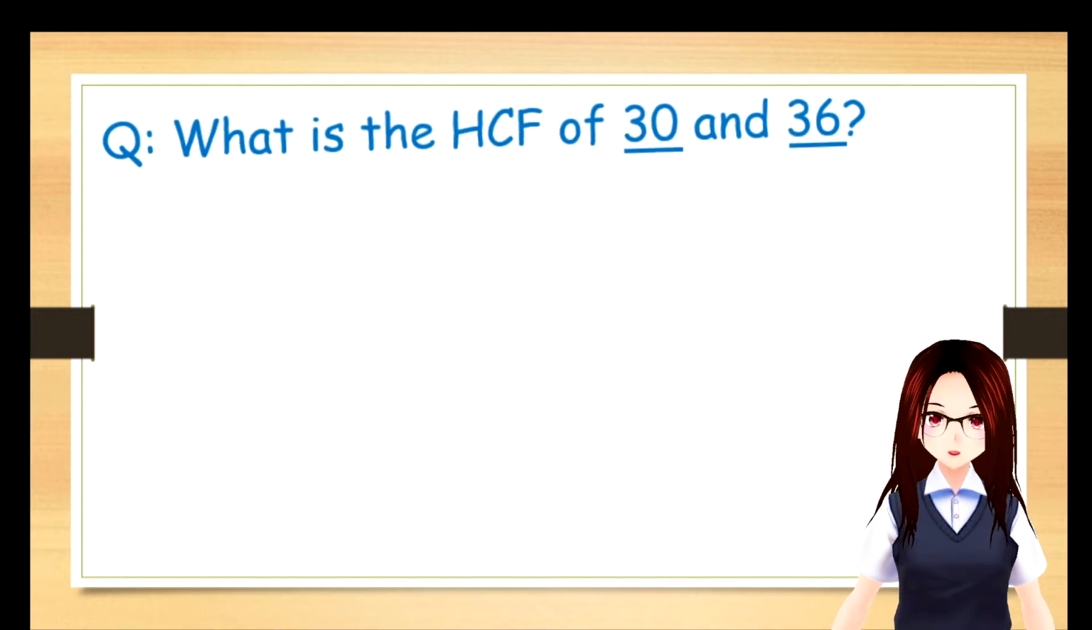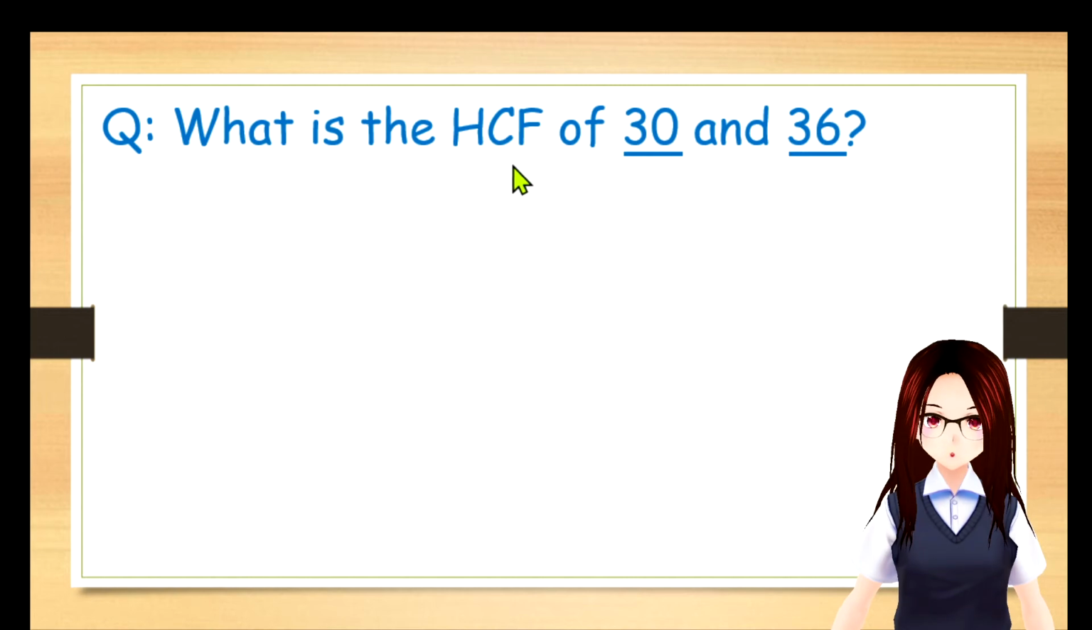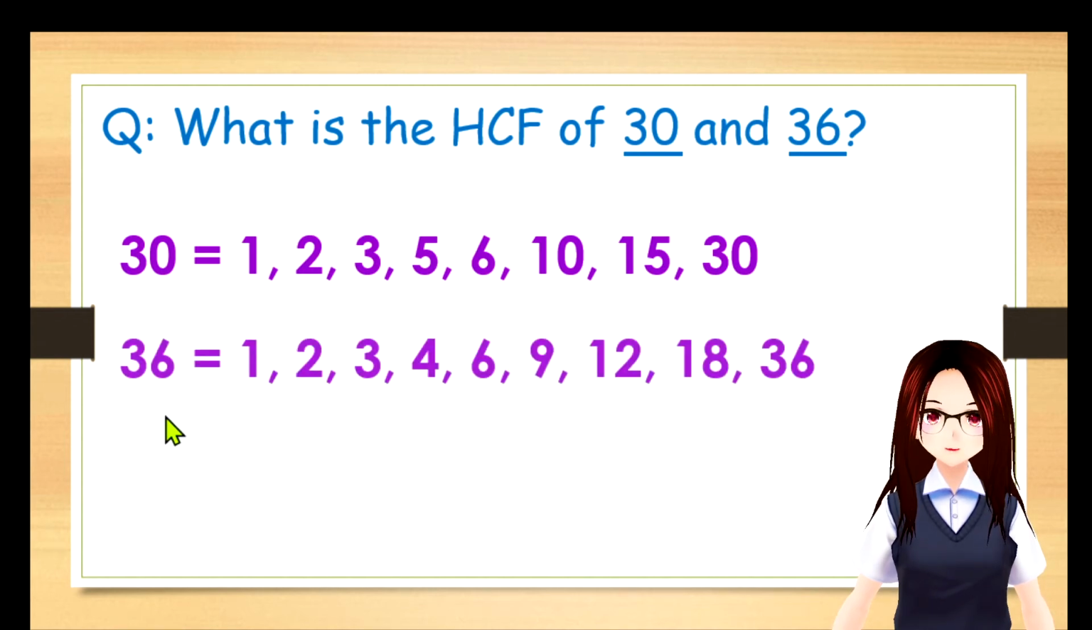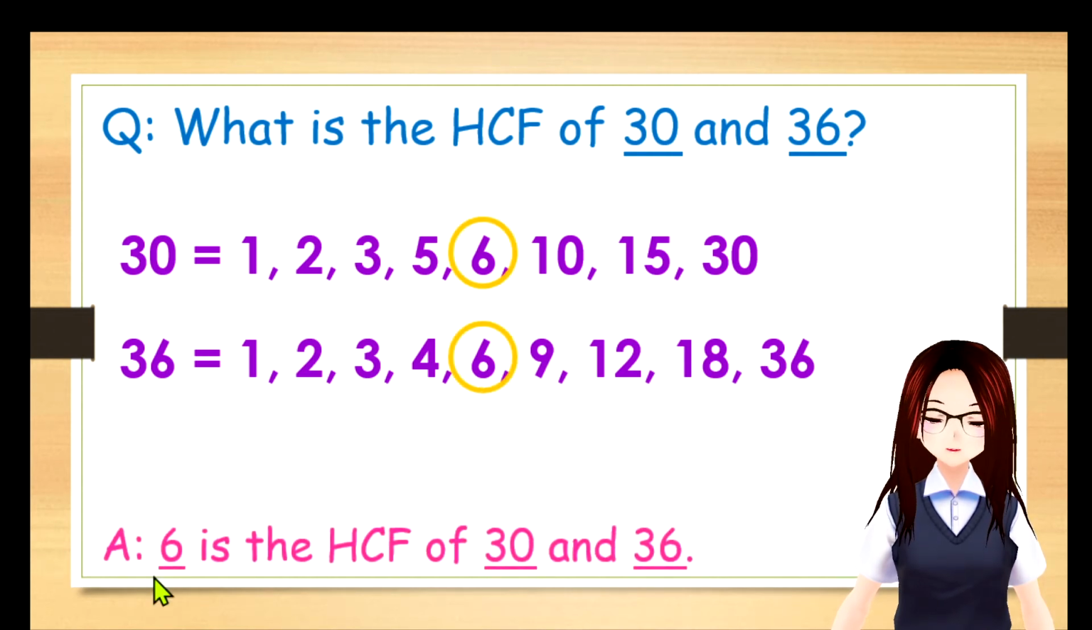Okay, now let's have another example. What is the HCF of 30 and 36? Let's list the factors of 30. Here are the factors of 30. Now let's list the factors of 36. Here are the factors of 36. Now let's find the highest common factor. So for this case, we have 6. 6 is the highest common factor of 30 and 36.